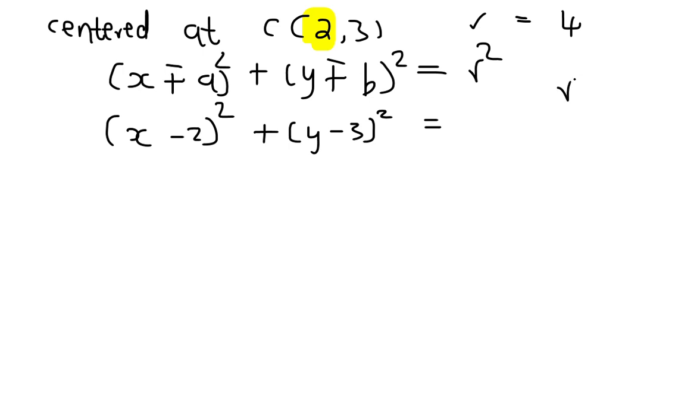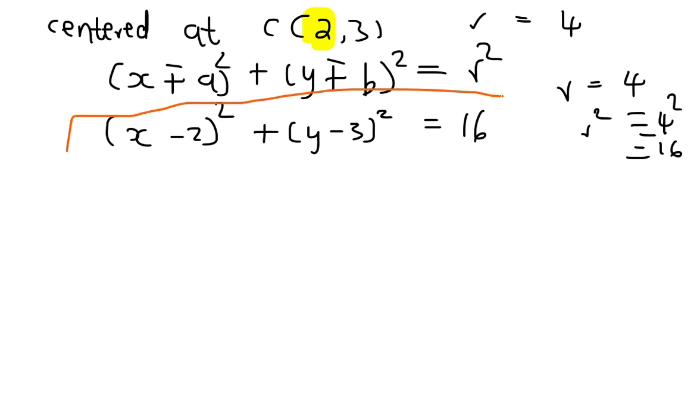Now what is r? R is equal to 4, but what is r squared? R squared is equal to 4 squared, which is equal to what? 16, and this is the point which I'll put here. So this here is the general equation of a circle that is centered at the point 2 and 3 with a radius of 4. So this is how we can find an equation of a circle.